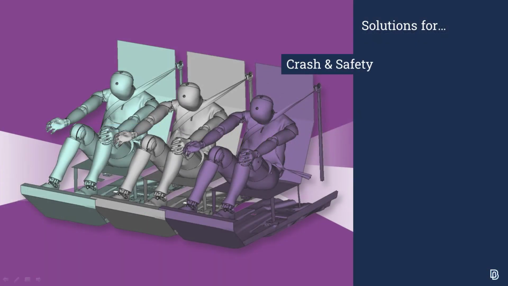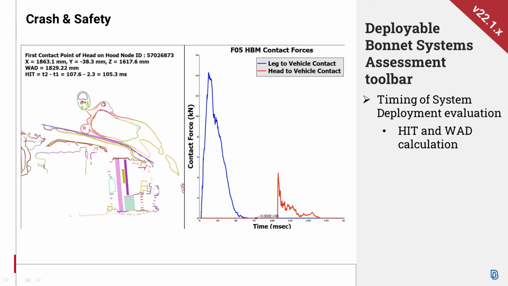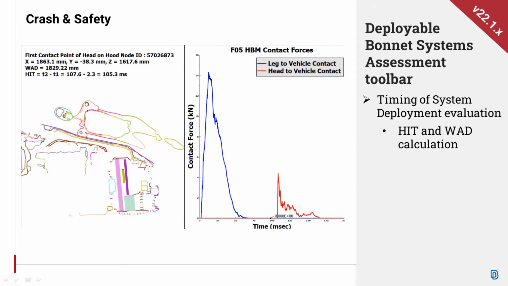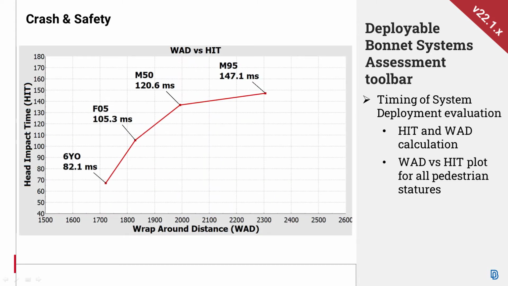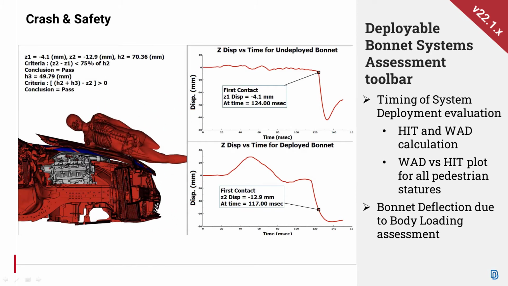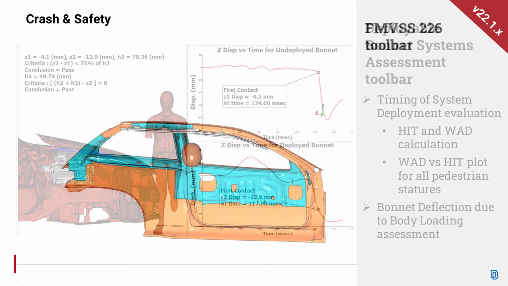Now let's check the new features in crash and safety. A new toolbar, the Deployable Bonnet Systems Assessment, is now available. It evaluates the timing of system deployments with head impact time and wraparound distance calculations. Furthermore, a wraparound distance versus head impact time plot for all pedestrian statures is created. And finally, the bonnet deflection due to body loading is also assessed.